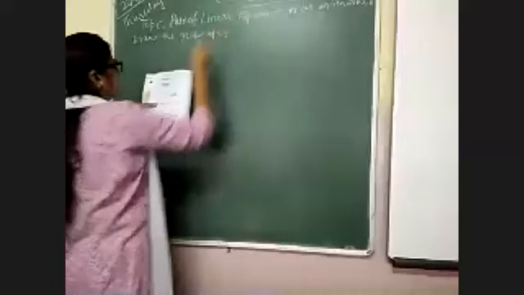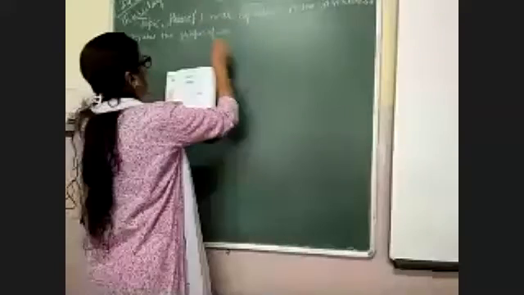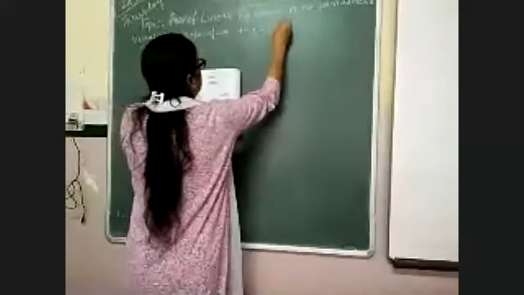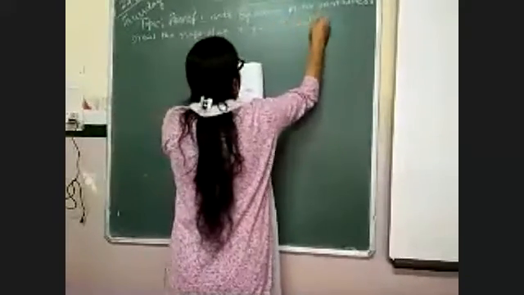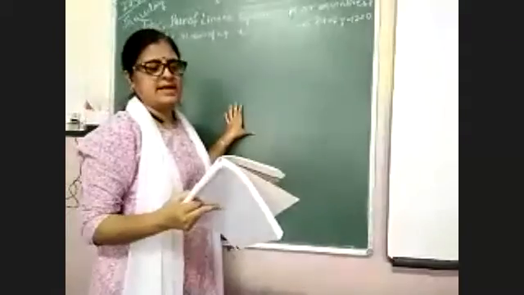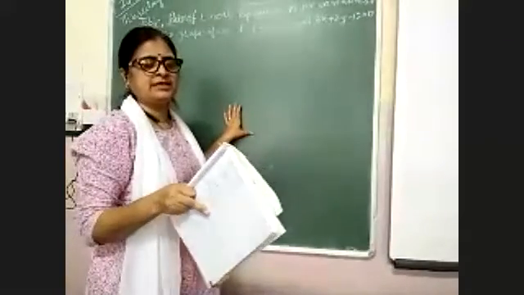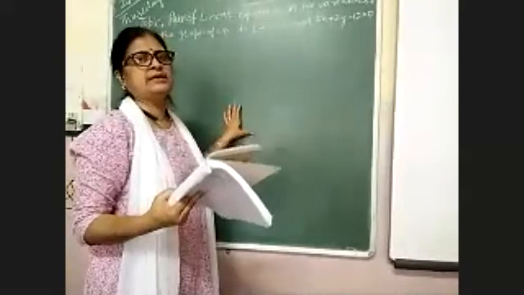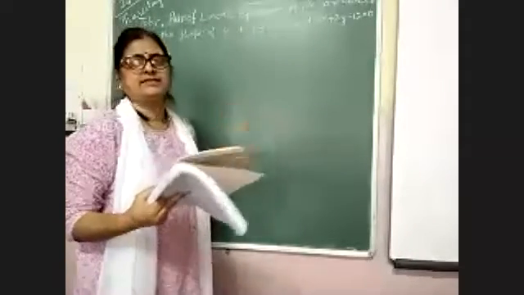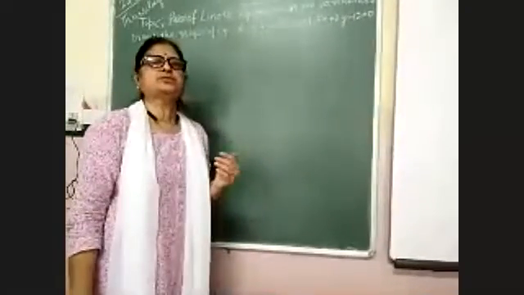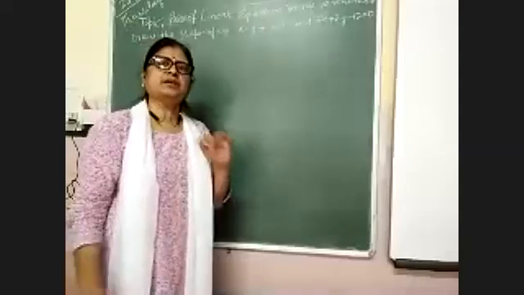Last question of your exercise 3.2. Draw the graph of the equations x minus y plus 1 equal to 0 and 3x plus 2y minus 12 equal to 0. These two equations are given, and the next line is: determine the coordinates of the vertices of the triangle formed by these two lines and the x-axis and shade the triangular region. Sometimes you have to find the area of the shaded region also, the triangle formed on the x-axis.